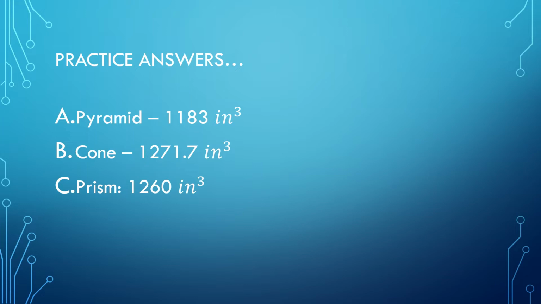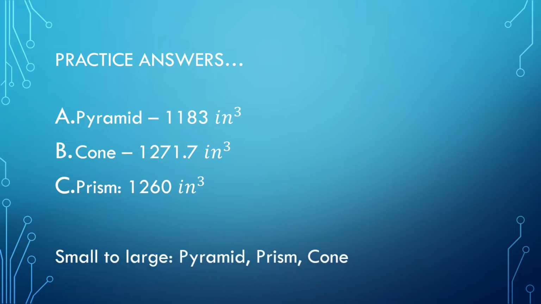And again, I don't have my work here, but if this was a test or quiz or an exit task that we were doing in class, I would always ask you to make sure that you show your work, show your diagrams, etc. So if our goal was to list them from smallest to largest, the pyramid is obviously the smallest, and then the prism is next, and then the cone is the largest one at 1,271.7 inches cubed.